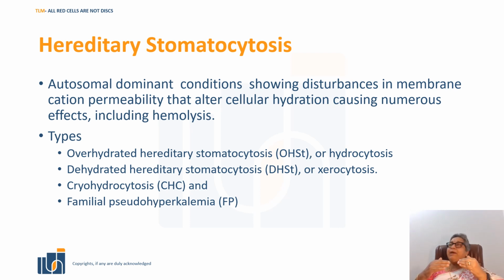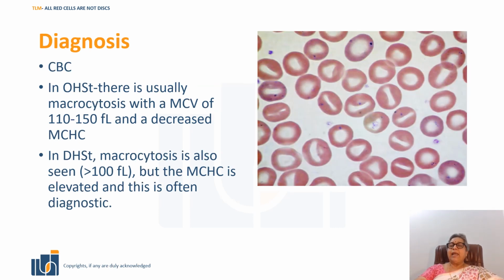It can also be cryohydrocytosis, when it is temperature related, and familial pseudohyperkalemia. So these are all conditions where on the peripheral smear you're going to see stomatocytes. And like I said, these cells, which have little mouth-like slits, little smiley kind of cells, are diagnostic of stomatocytosis.